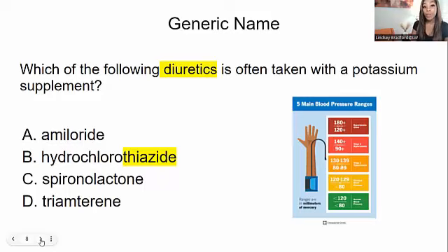Which of the following diuretics? So now we're thinking about something that's getting water off of the body, removing the fluid, okay? Thiazide, okay? When you see hydrochlorothiazide, hydrochlorothiazide is a diuretic that is used to remove the fluid off of the body. That word hydro here talks about water. Hydro is water. So we're using hydrochlorothiazide to remove the water off of the body, okay?